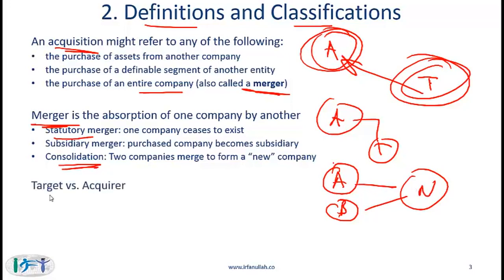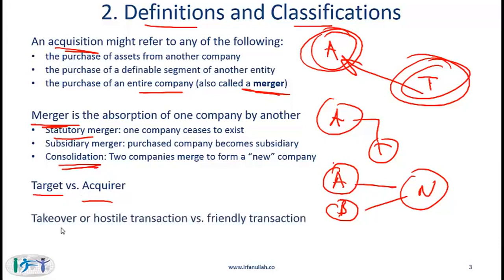Some more terminology: target versus acquirer. This is fairly self-evident and we'll keep using this terminology throughout the reading. The target company is the company that is being acquired. And finally, you will hear the term takeover or hostile transaction. Generally, when we say takeover, often the connotation is that it's a hostile takeover where the management doesn't want to be taken over. The opposite of that is a friendly transaction where the management team does not have an issue with being taken over. And we'll talk about this in more detail later.